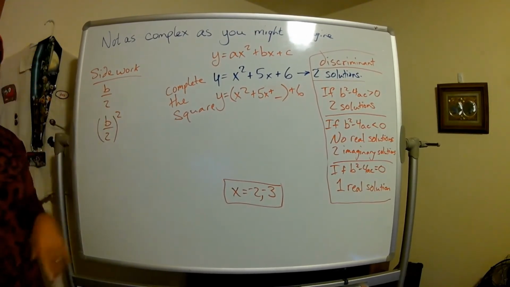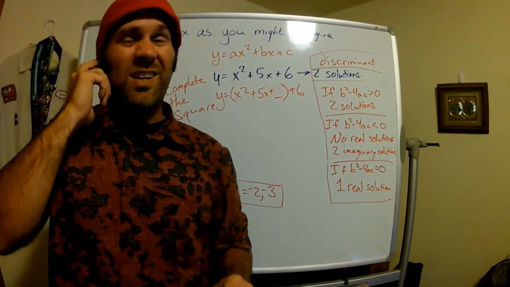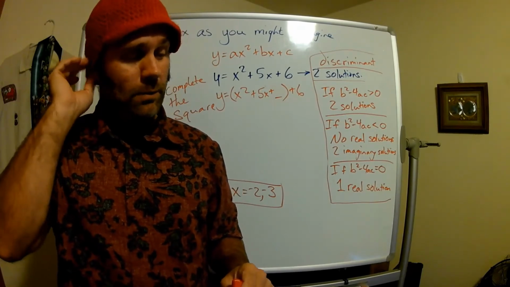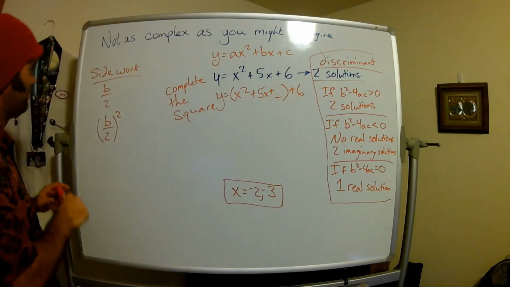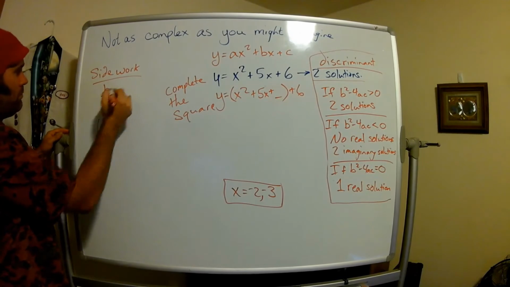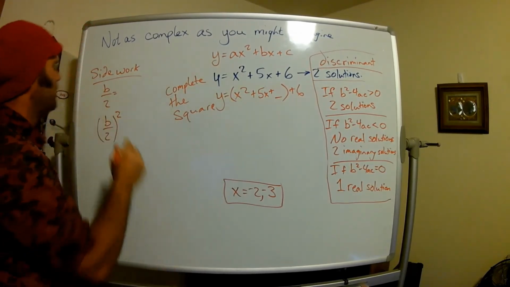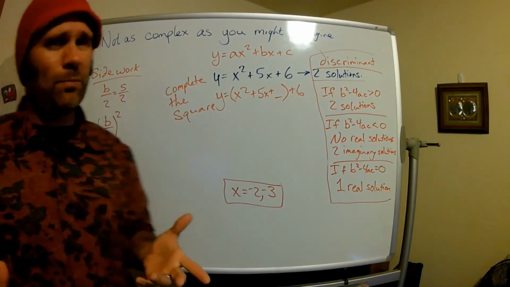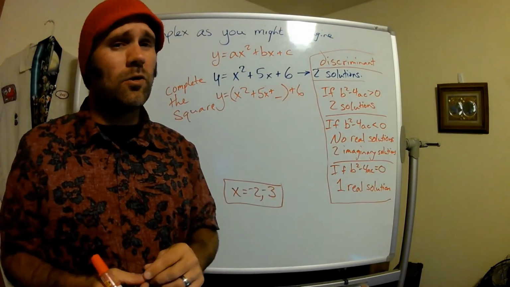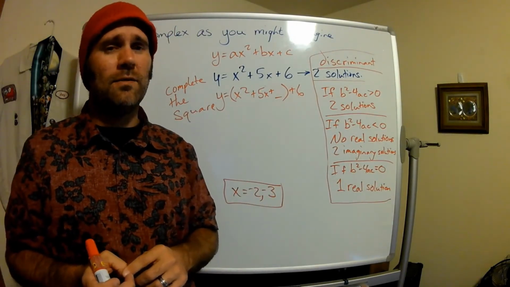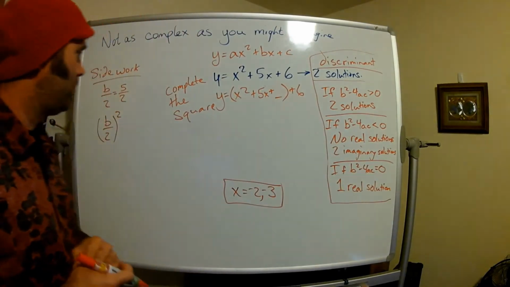I want to figure out what both of these are because we're going to use both of them in this problem. Okay, so b over 2. Well, we know b is 5. Not really simplifiable. I mean, we could turn it into a decimal, 2.5, but I don't think that would help us.